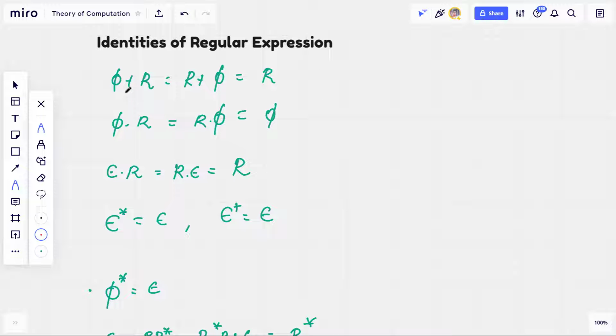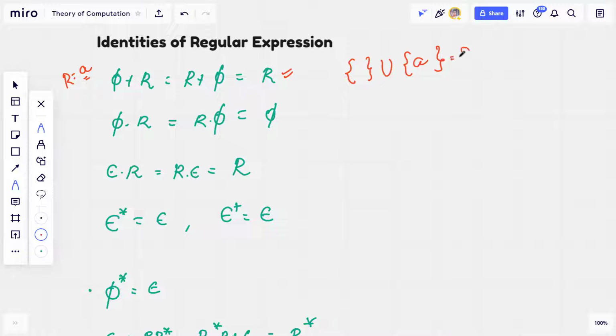Let's see. So first is phi plus r equals r plus phi equals r. So what is phi? Phi is a regular expression which represents the empty language, and plus is union. So if you take a union with, let's say, for the sake of understanding, r is a. R is any regular expression, but let's say it's a. So R will represent the language containing only the string A. Of course, if you take a union with the empty set, you will get R only, right? I'll simply get A only. Okay, so simple.